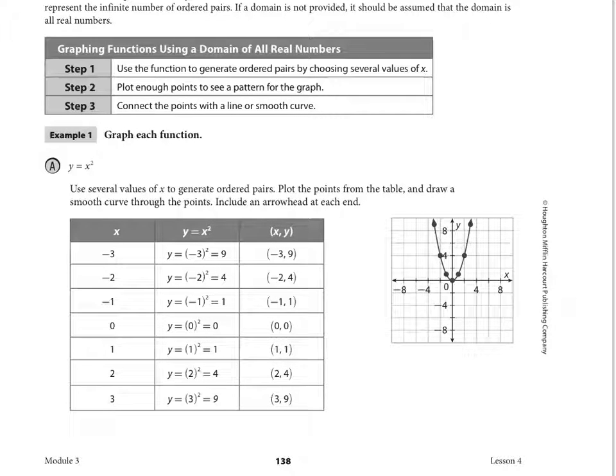So for example 1a, this is a different function because this one is not linear. It has x squared. We call this a parabola. This is called a quadratic function, and it forms a smooth curve. So we're still looking for points in order to connect them to make a curve. The difference for this one is our domain is all real numbers. We don't have a set domain for this particular function.